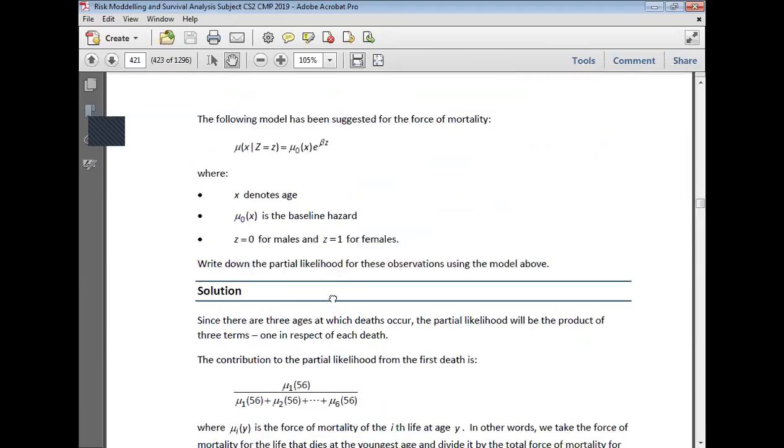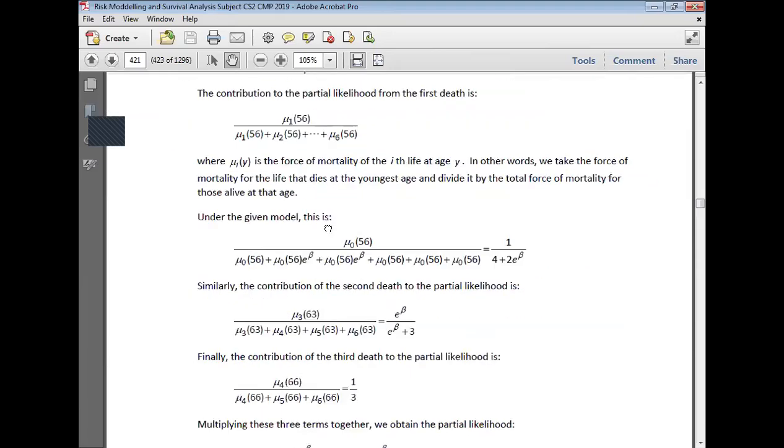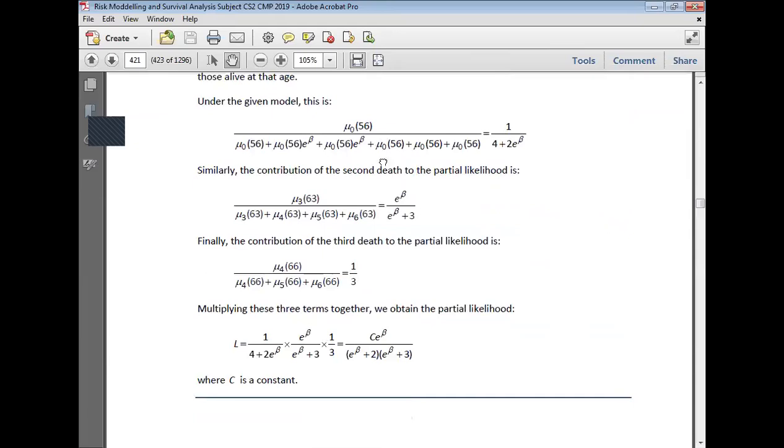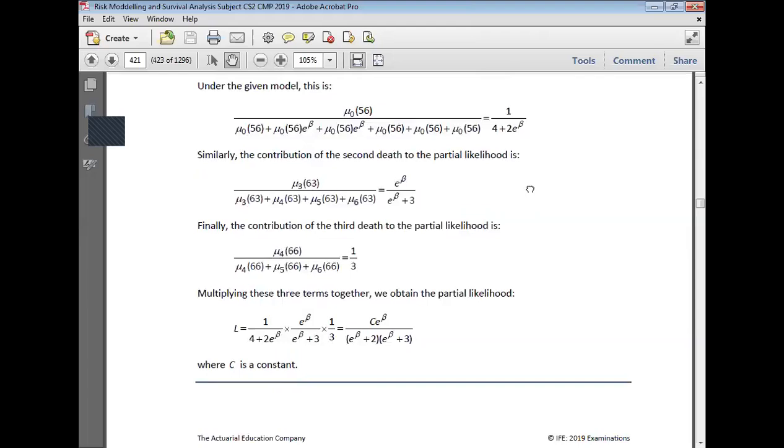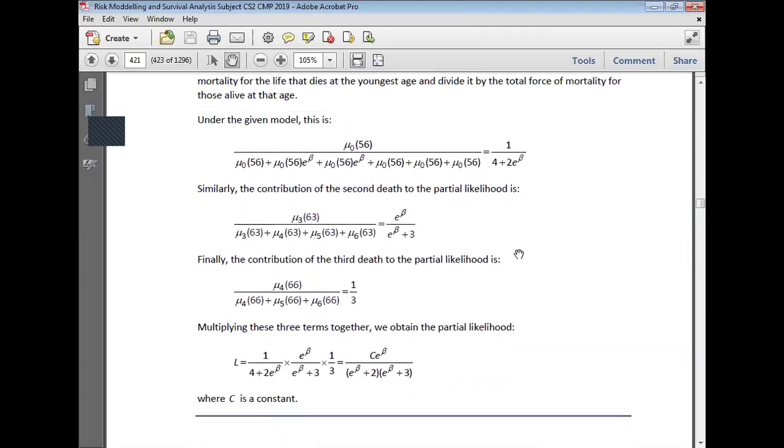So always remember, this is how you will try to figure out the contribution. And again, if you take 0.56 as common from the denominator, it will just cancel out, and all you will be left with is 1, 2, 3, 4, which is 4, plus e raised to beta and e raised to beta. So 4 plus 2 e raised to beta. And in a similar fashion, we will determine the contribution of the second death.